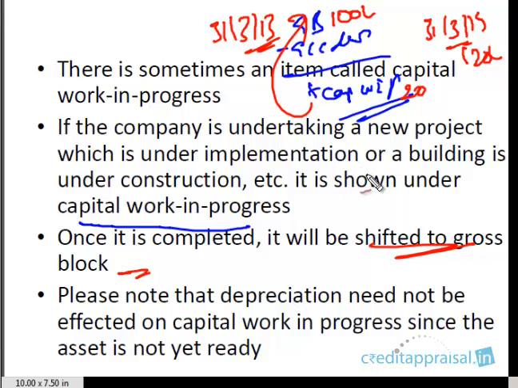The other point which you need to understand is that depreciation will not be charged on capital work in progress, because this asset is not yet ready. So you won't be having any depreciation on capital work in progress, right?